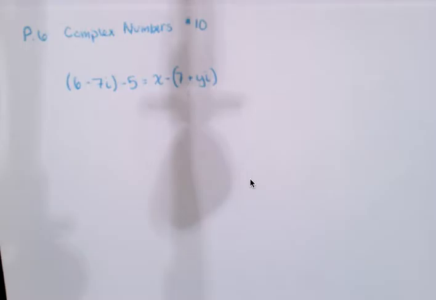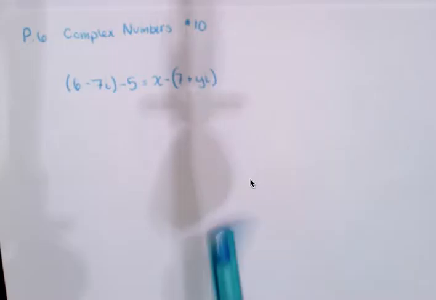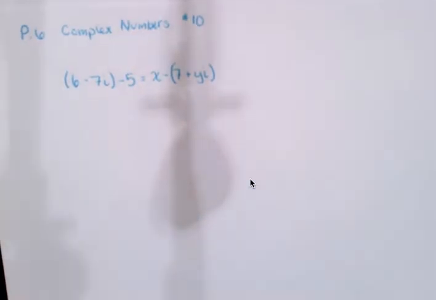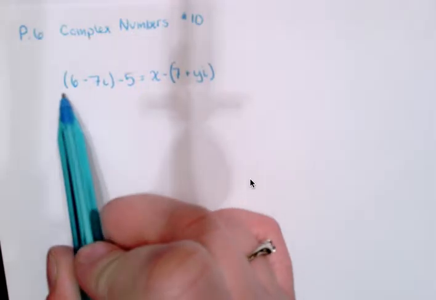All right, so someone asked me to do an example of P6, number 10. In this problem, it wants you to solve for x and y so that both of these complex numbers are equal to each other. So, the first thing you have to do is simplify both the left and the right side of the equation. To simplify the left, I want to get rid of these parentheses.